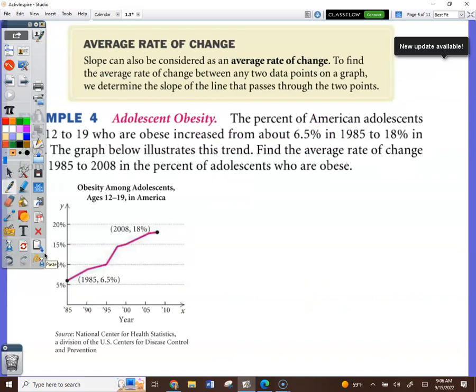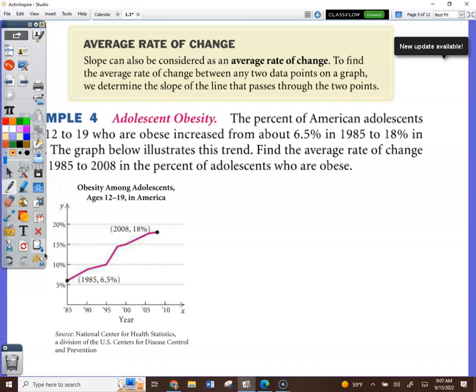Okay, average rate of change. You see the big box at the top. That is me letting you know that sometimes instead of hearing the word slope, you might hear the phrase average rate of change. It's the same thing. They're one and the same. It's like solutions, zeros, roots, and x-intercepts all meant the same thing. Slope, average rate of change, they mean the same thing.